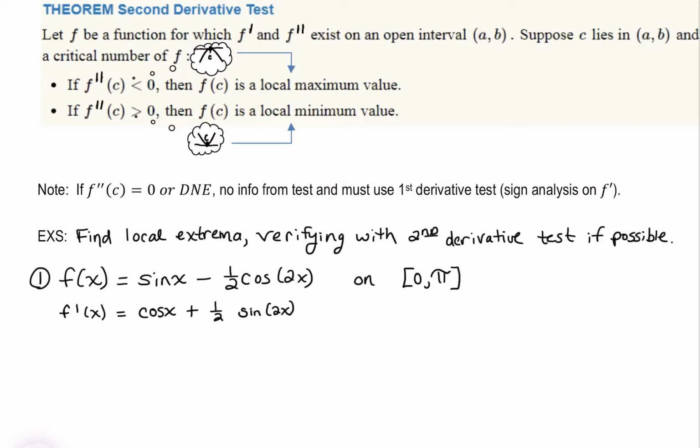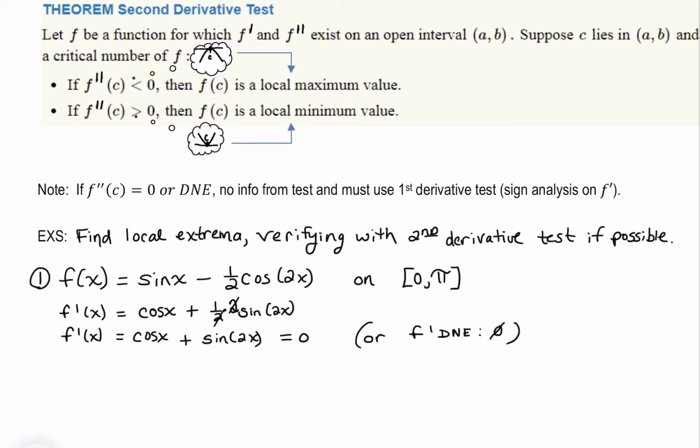But then by chain rule, we would have times the derivative of the inside, so times a 2, and of course that would reduce with our 1/2. All right, so what do we have here for our f prime? We have cosine of x plus sine of 2x. Now, we're looking for where f prime is equal to 0, or potentially where f prime does not exist. But in this situation, sine and cosine are defined everywhere, so we're not going to have anything to concern ourselves with in that area.